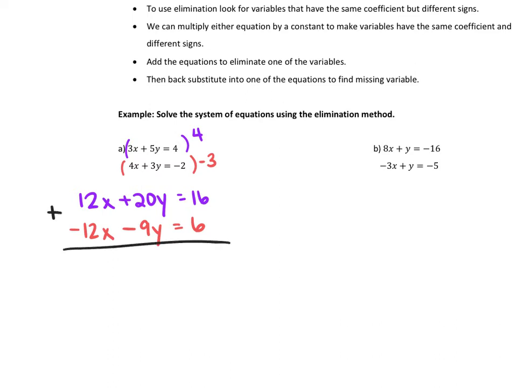When I add, these are going to eliminate or cancel. 20 minus 9 is 11y. 16 plus 6 is 22. To isolate that 11y and get y by itself, divide both sides by 11. I get y equal to 2.